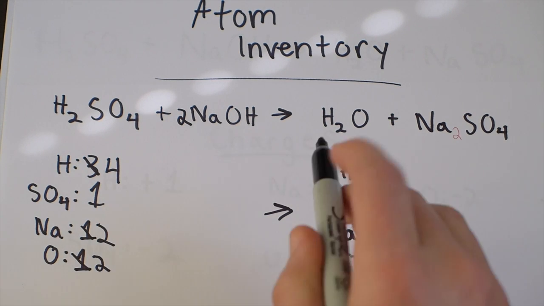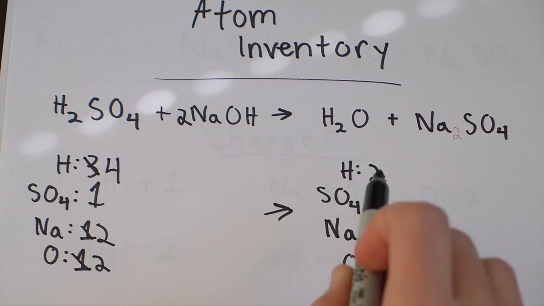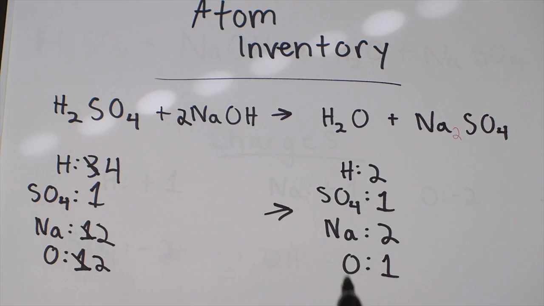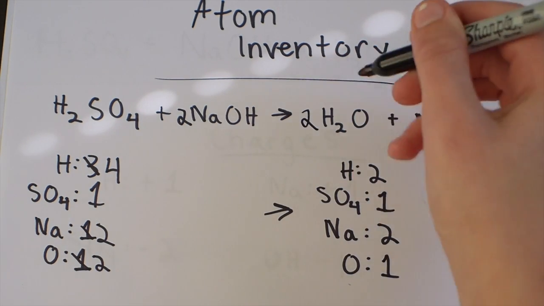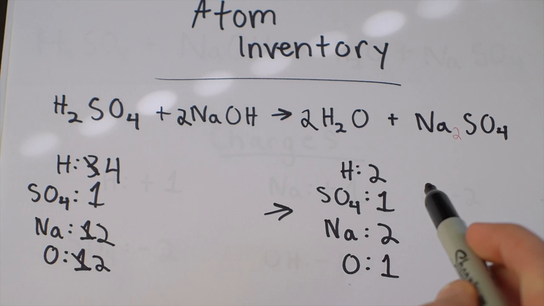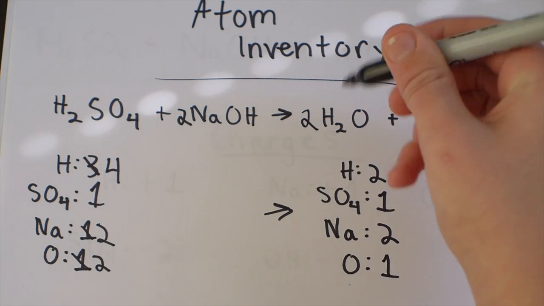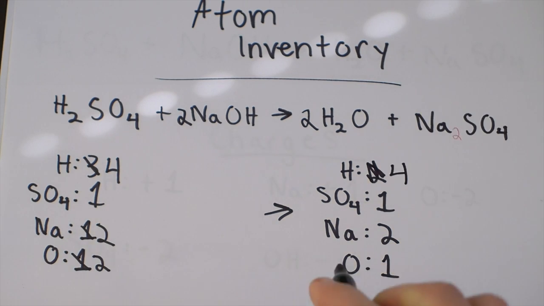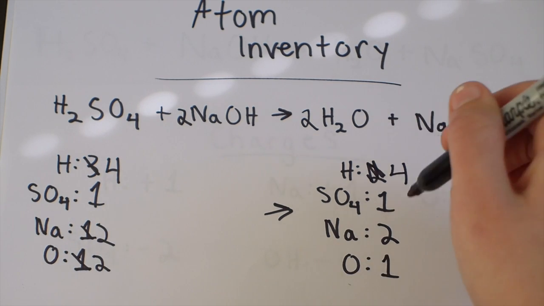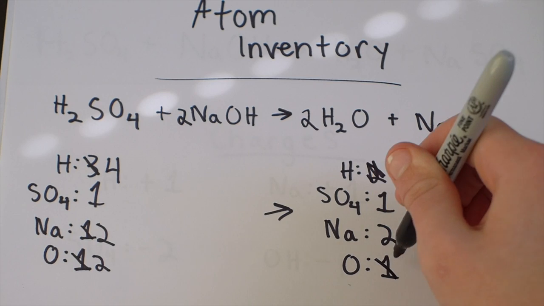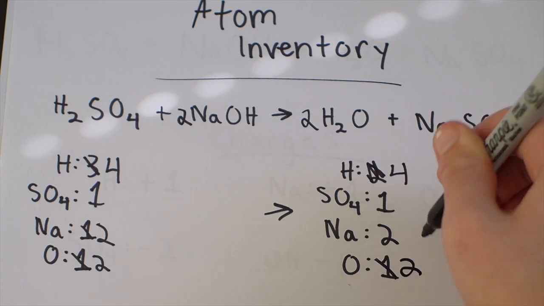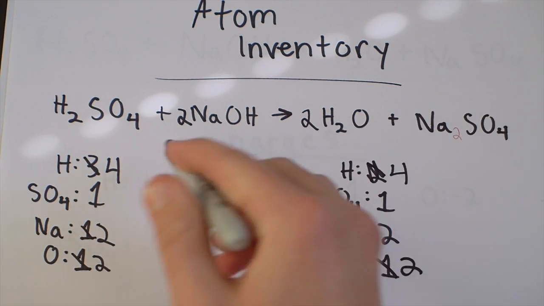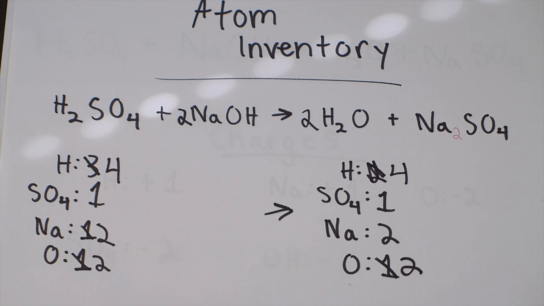And now we have to change this side in order to balance it with this. So we will have to put a 2 in front of the hydrogen, making this a 4, and making the oxygen a 2. And now both sides are balanced, and this is the final balanced equation.